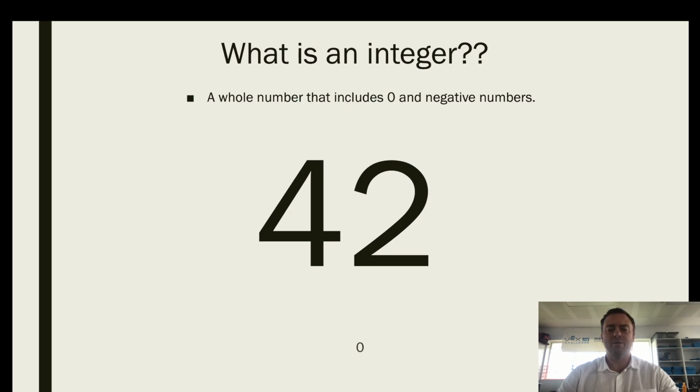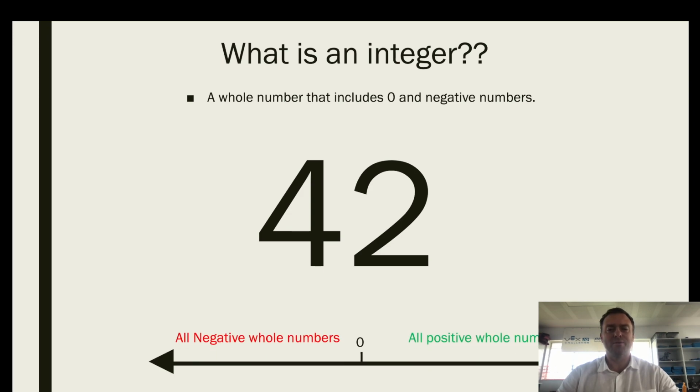So to give you a diagram of that, if we look at this, it's all the positive whole numbers, and then you can go to all the negative whole numbers as well, all the way up to infinity, and then down to negative infinity from that.